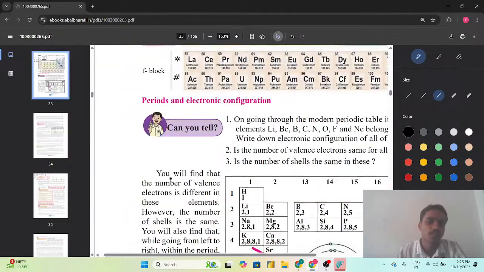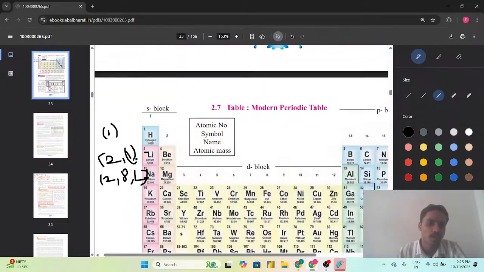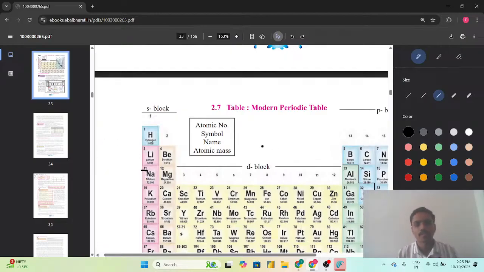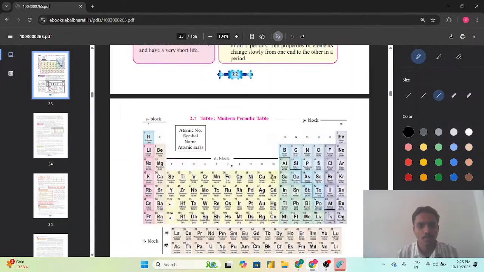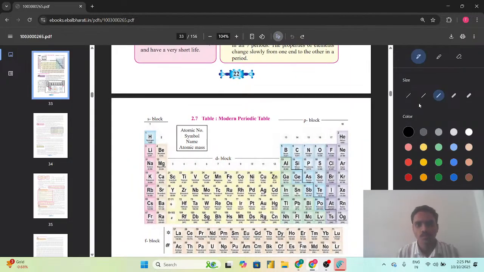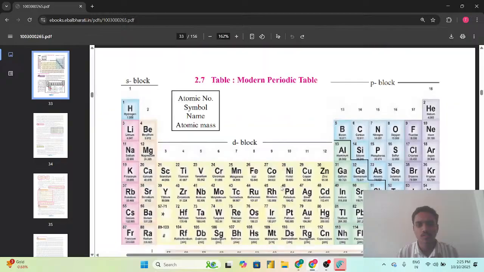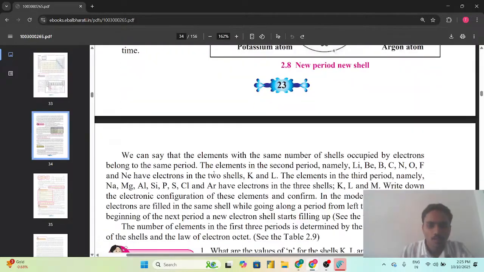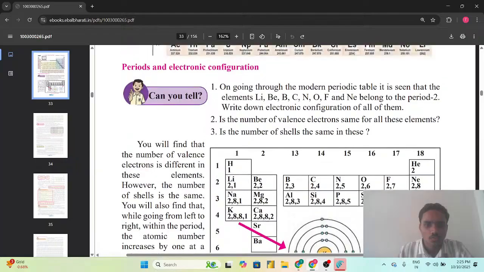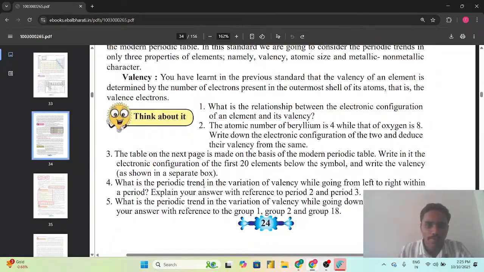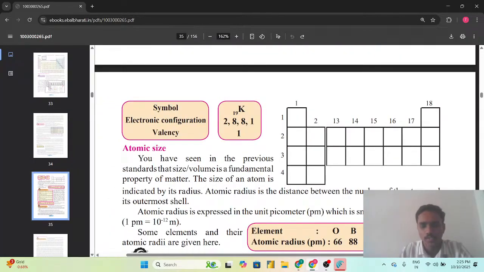We have seen that valence electrons are the electrons present in the last shell, that is the outermost orbit, and all of them come to be 1. This is the trend which we have seen here. Let's see what is said next. So this is all about the valence electrons and valency which we have studied.